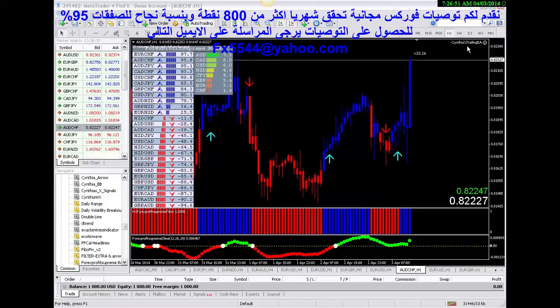I've also added my Cynthia's Trailing EA because I like to trade with it. It's a trade manager, and it manages my trades and takes partial profit and moves the stop as it trails the price, so it's a great little trading tool.